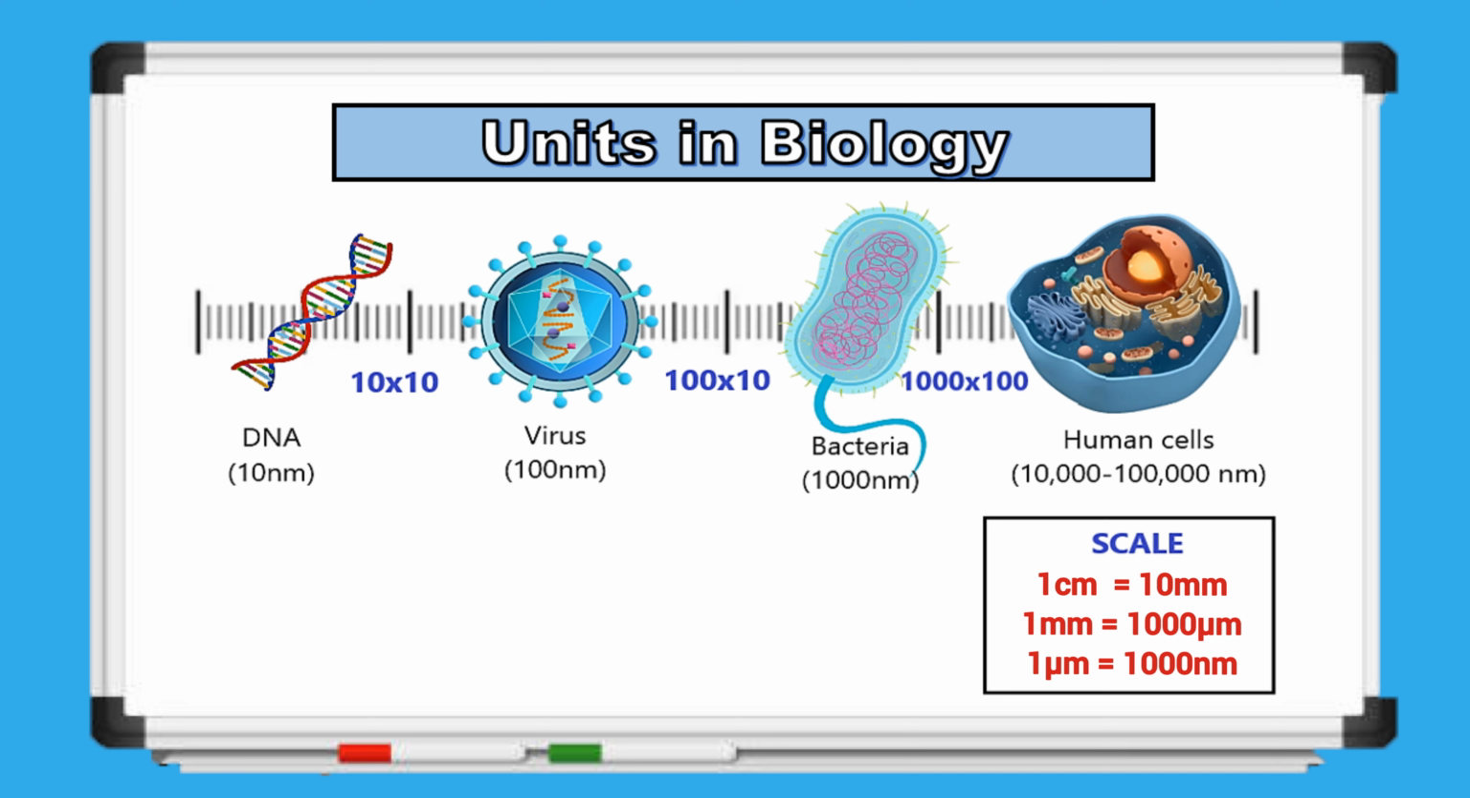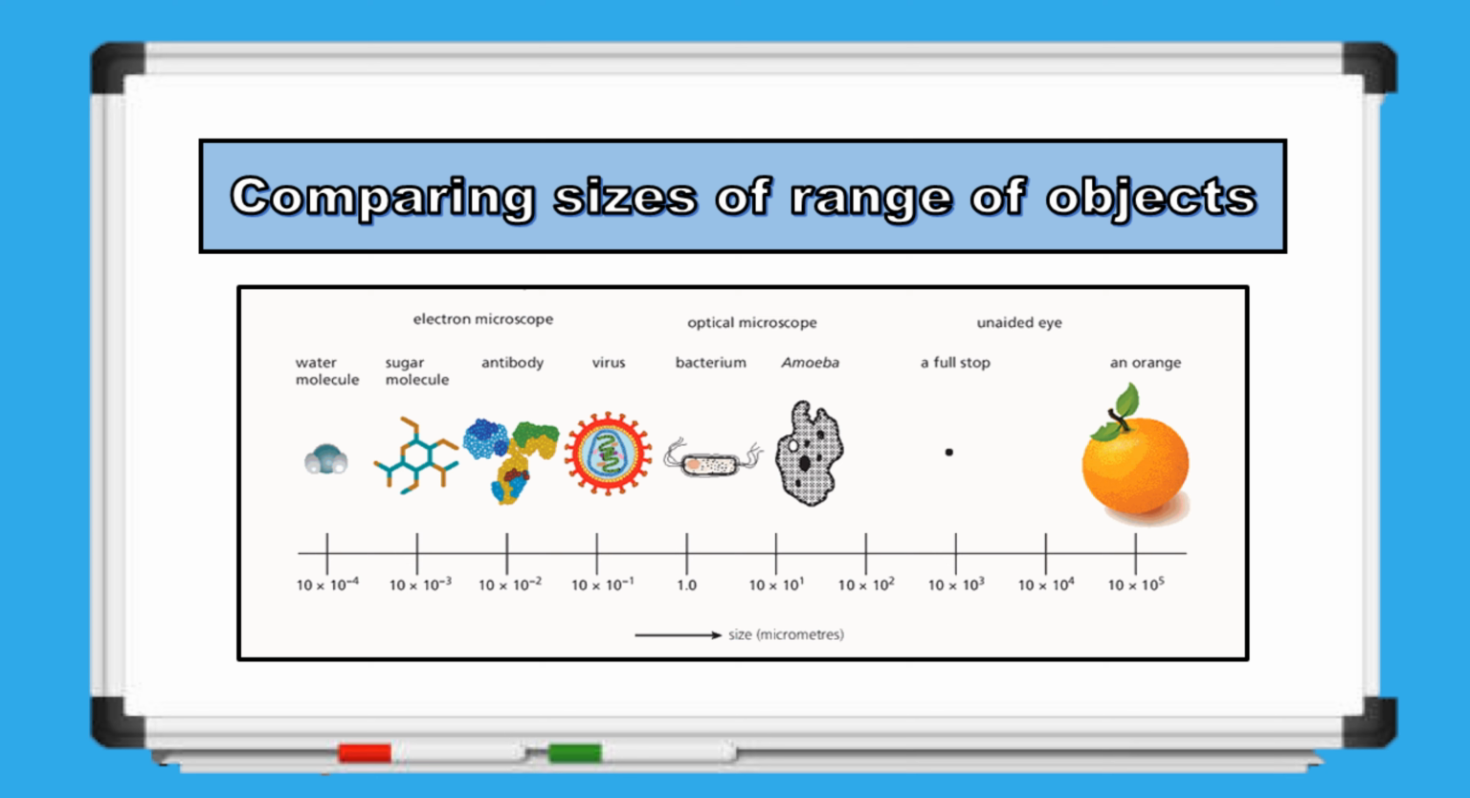To measure objects at different sizes, scientists use various units: the nanometer for tiny things like DNA and viruses, the micrometer for cells and organelles, the millimeter for larger objects like insects, and the centimeter for everyday items. A scale bar on images helps show the relative size of these objects, with 1 centimeter equal to 10 millimeters, 1 millimeter equal to 1000 micrometers, and 1 micrometer equal to 1000 nanometers. This scale makes it easier to compare the sizes of biological objects, from the very small DNA and viruses to larger bacteria and human cells. This visual comparison helps to illustrate the vast range of object sizes, from the microscopic to the macroscopic.